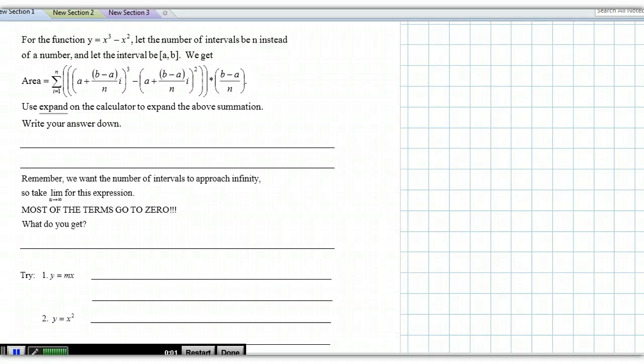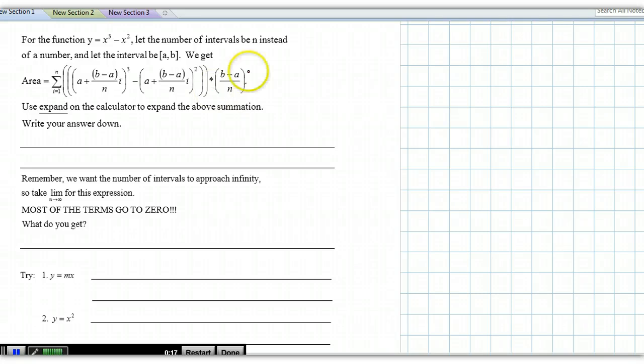For the function y equal x cubed minus x squared, let the number of intervals be n instead of a specific number, and let the interval be from a to b. Then we get the area to be the summation as shown.